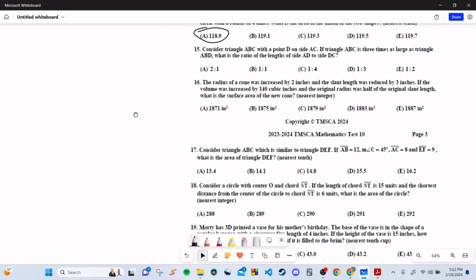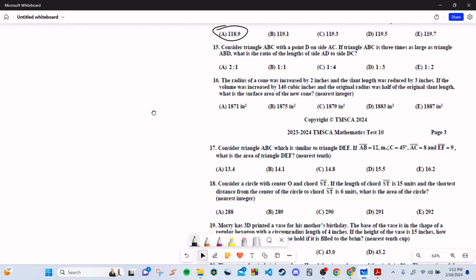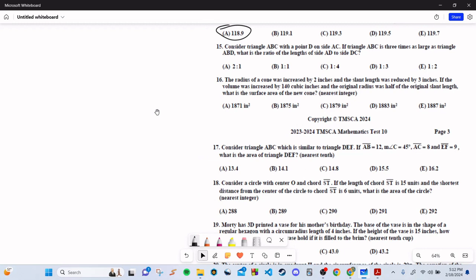Okay, question 15. Consider triangle ABC with a point D. Okay, so whenever it says just draw a triangle ABC, I always like to make it scalene. So let's just say ABC. There's a point D on side AC. Okay, so just pick there.